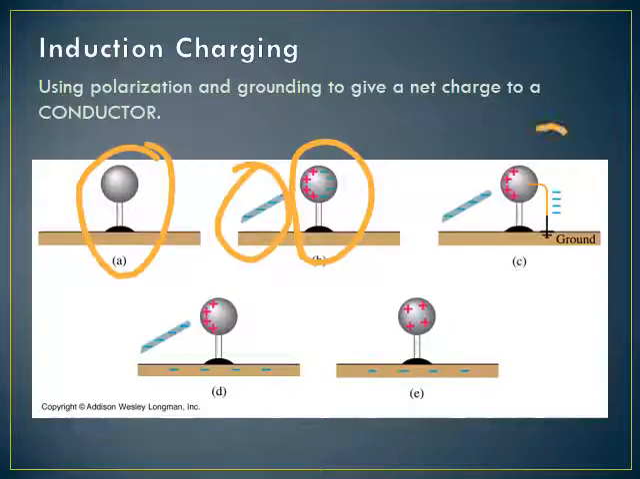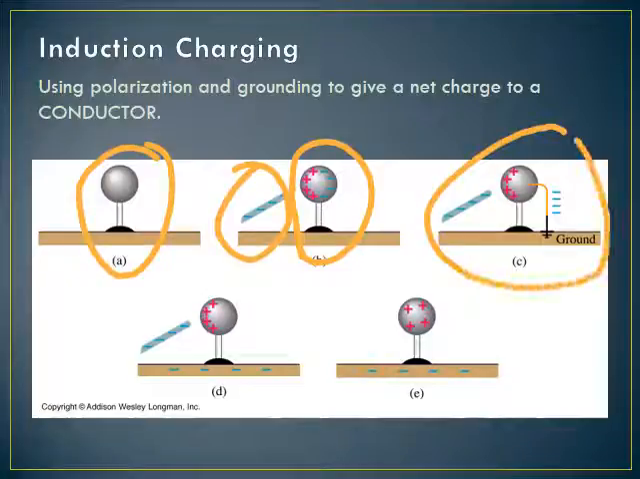And then the next step is you ground the conductor. So you put a wire connecting that conductor to the earth. And in this case, what happens is all of those electrons that were on the conductor, we're trying to get as far away as possible from that rod right there, and so they actually ran off the conductor onto the Earth. Okay, so those electrons escape.